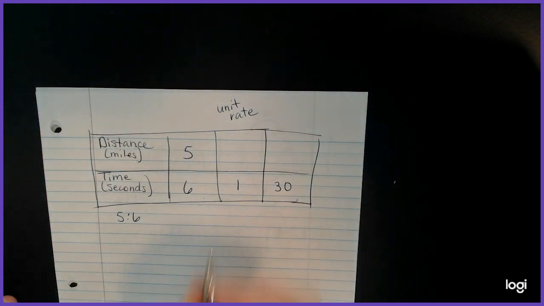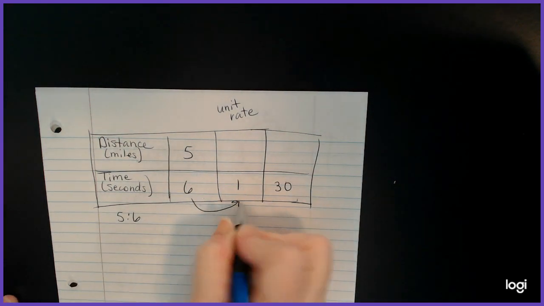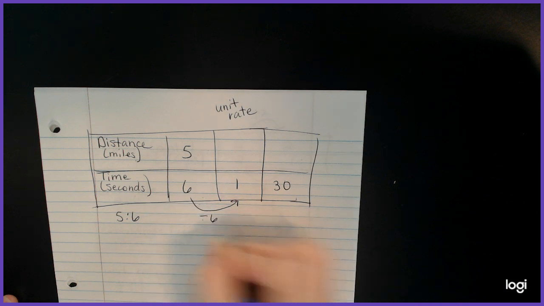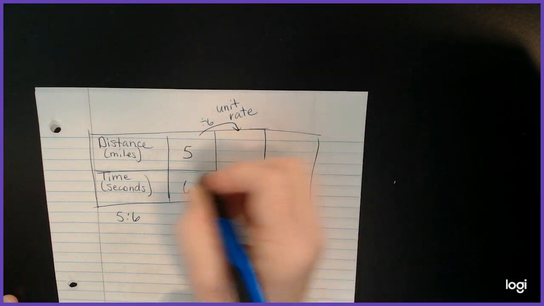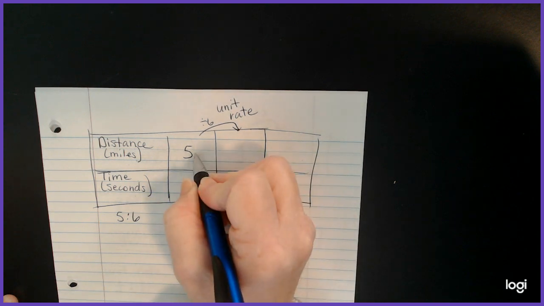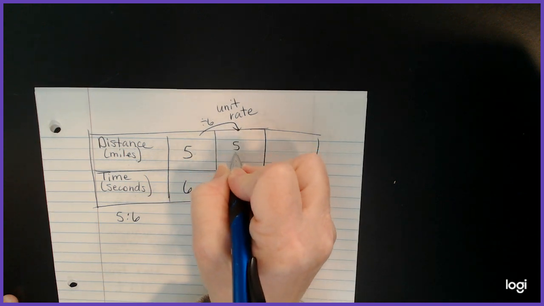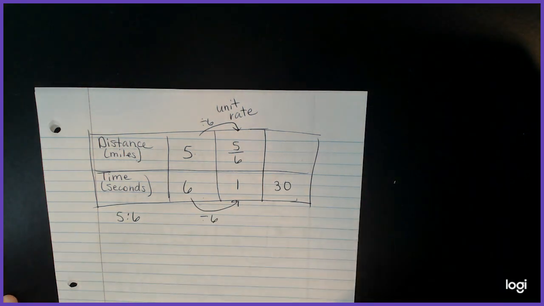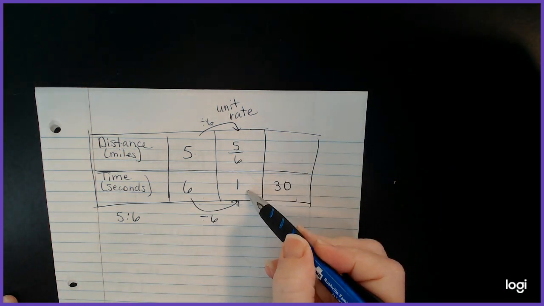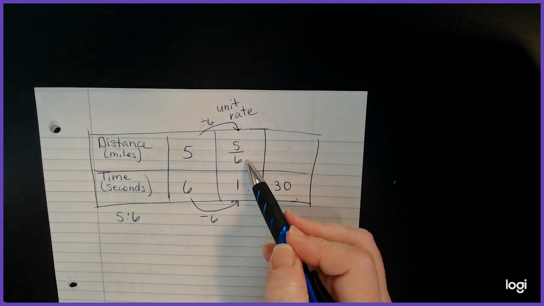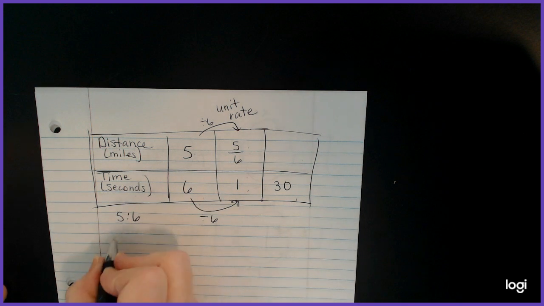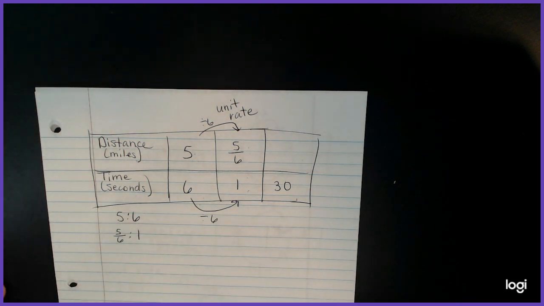All right, well, in order to go from 6 here to 1, we divided by 6, which means I'm going to do the same thing up here. I'm going to divide by 6. And we learned earlier that to do 5 divided by 6, we are going to just write it as a fraction. So in 1 second, our piece of space junk can go 5/6 miles. So my rate or unit rate would be 5/6 to 1.